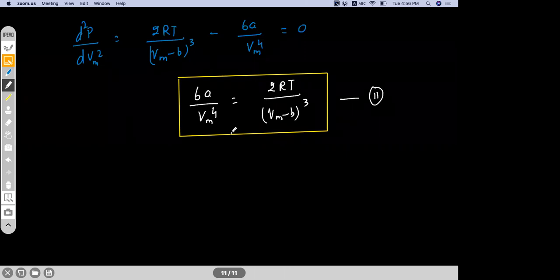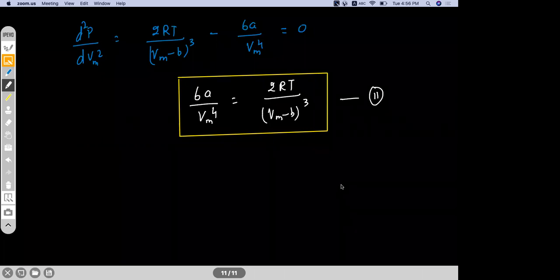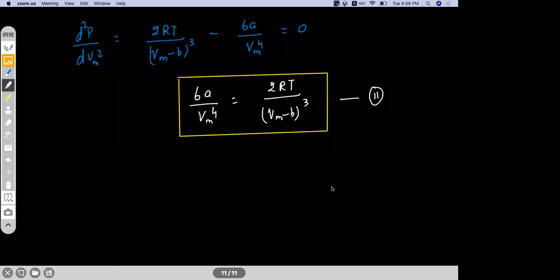Yeah, tell me. What is the value of Vm you got? Is it 3 times B? Is it 3 times B, I think? Yeah, Archit, it should be 3B. It should be 3B. Check your calculation, Shraddha.